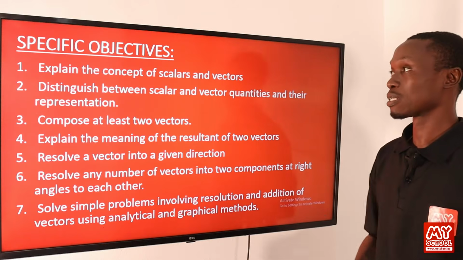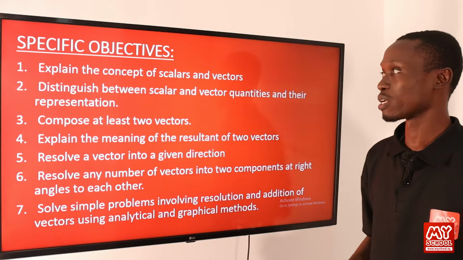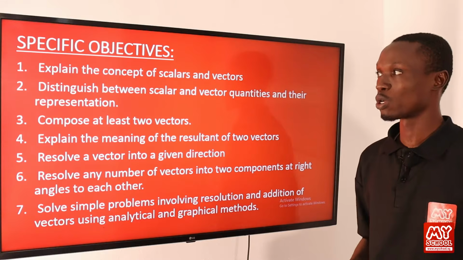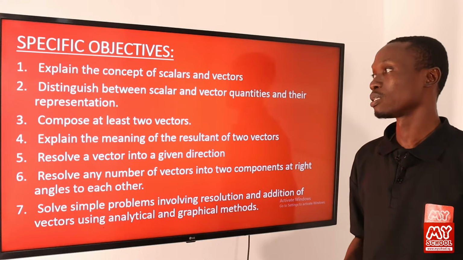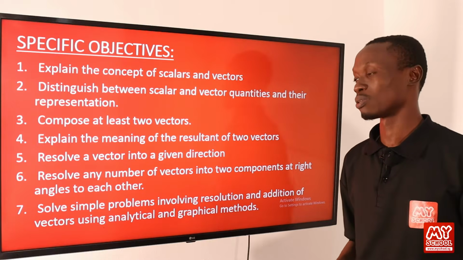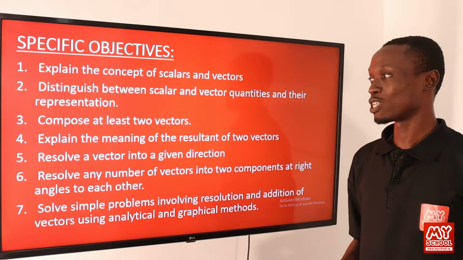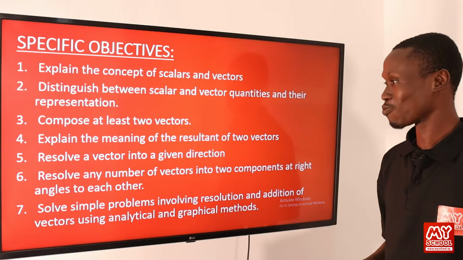So at the end of this lesson, number one, students should be able to explain the concept of scalars and vectors. Two, distinguish between scalar and vector quantities and their representation. Three, compose at least two vectors. Four, explain the meaning of the resultant of two vectors.